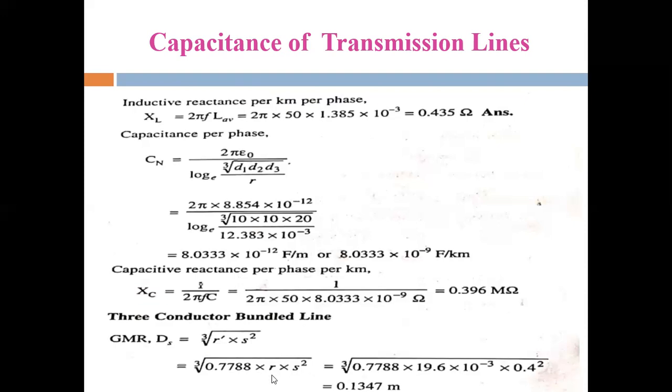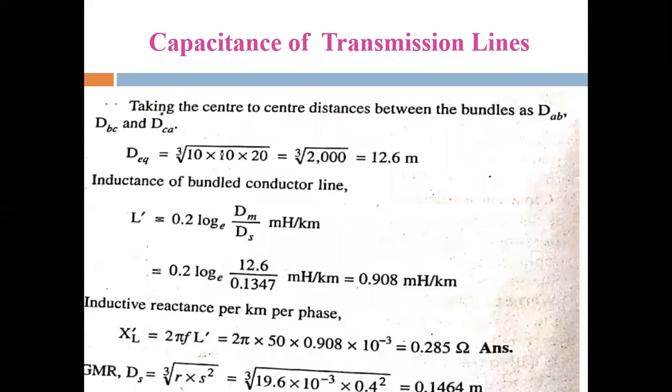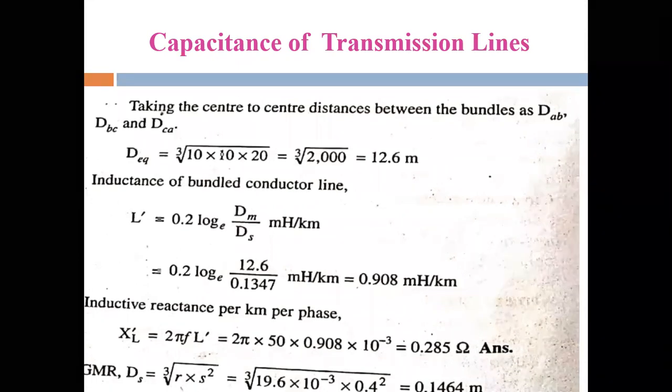We already derived that radius r, then substitute that Ds value and the s value. S is the distance between D and B dash. Next, taking the center-to-center distances DAB, DBC and DCA.